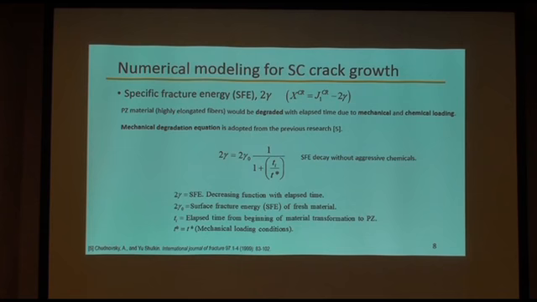The mechanical degradation equation is adopted from the previous research. Here the 2 gamma is a decreasing function in time, specific fracture energy, and 2 gamma 0 means the surface fracture energy, specific fracture energy of the fresh material, and T sub I means the elapsed time from beginning of material transformation to process zone, and T star is the characteristic time of the mechanical degradation. So the T star must be a function of mechanical loading conditions such as fatigue R ratio or fatigue frequency.